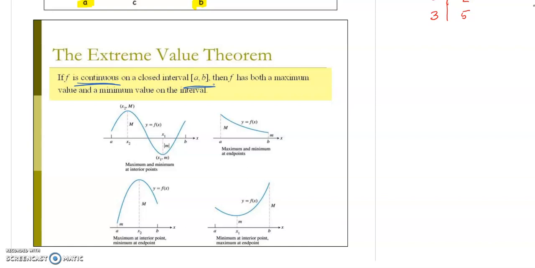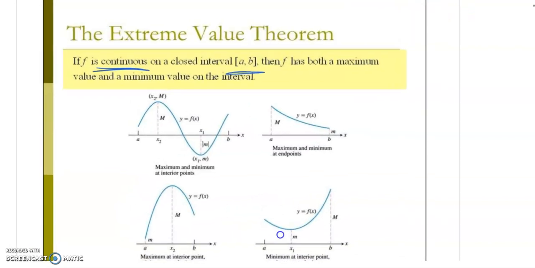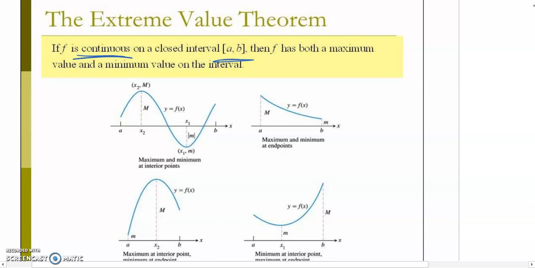This is where checking those endpoints can come into play. We should always check endpoints. They're most likely something. Now, I am not saying absolute extrema, but they're most likely local and potentially absolute. So take a moment, look at the diagram, and make sure you have a good understanding of the Extreme Value Theorem.